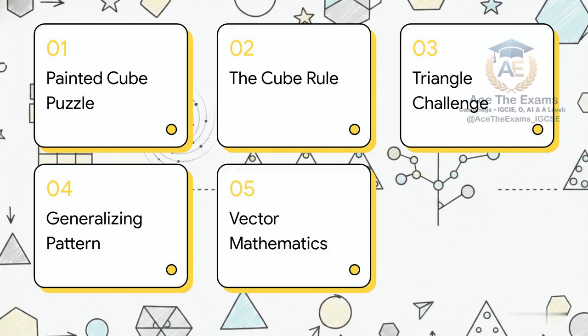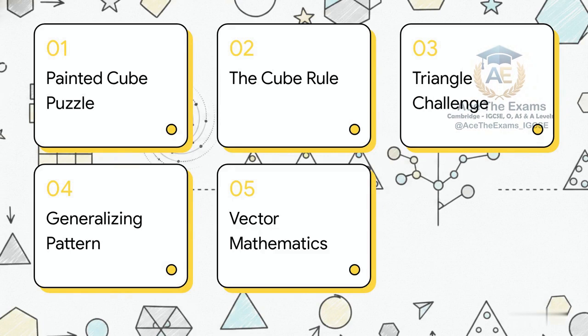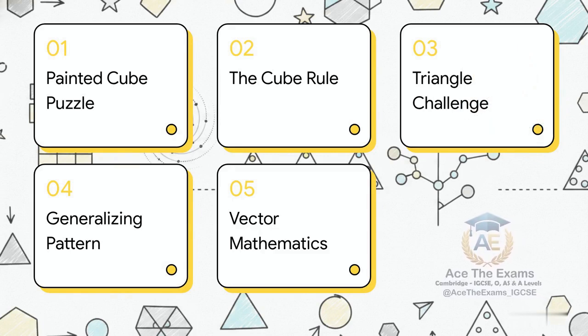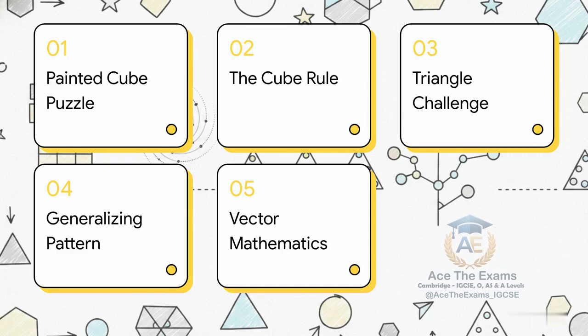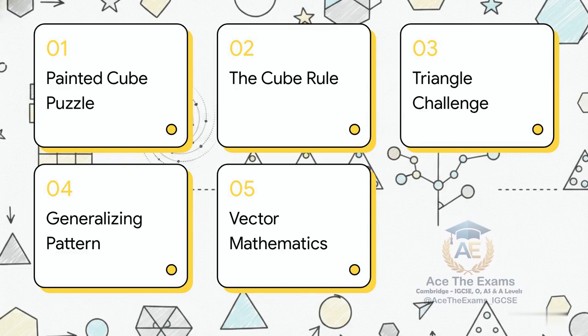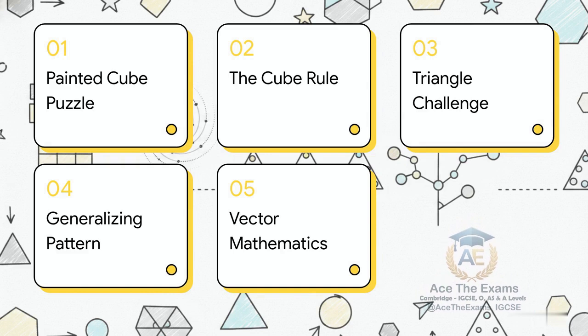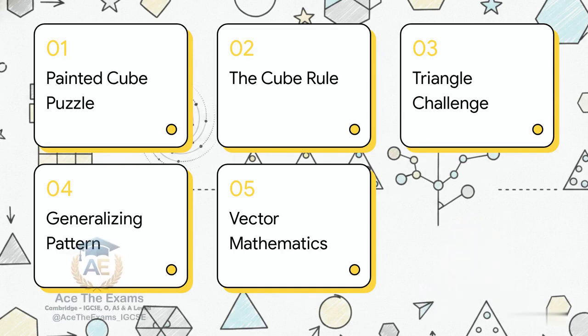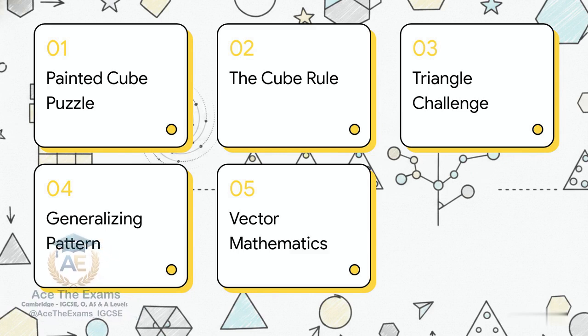Here is our agenda for today's session, which is essentially your roadmap to securing top marks. First, we'll dissect the painted cube puzzle, showing you how to organize raw data. Second, we'll move to formulating the cube rule, where we turn those specifics into algebra. Third, we'll tackle the triangle counting challenge, to show you how this applies to two-dimensional geometry. Fourth, generalizing the triangle pattern. And finally, number 5, we're going to apply this logic to visualizing vector mathematics, which is a notorious area for lost marks in the 0580 syllabus.